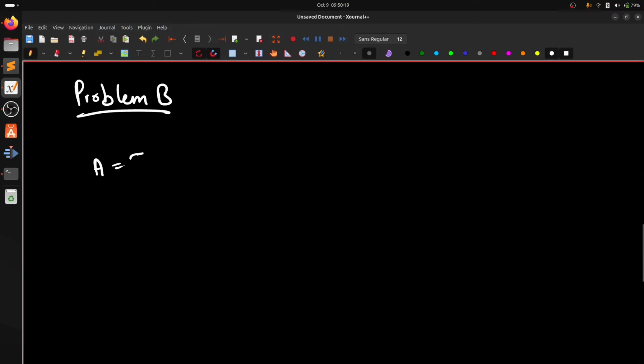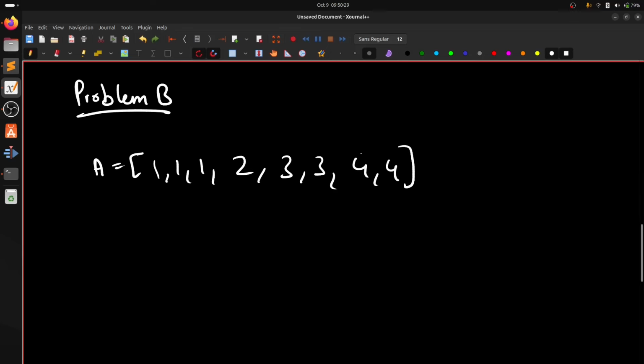So let me just make a given array. For example, I have an array which looks like this. Let's just deal with sorted arrays for now. It's simple. The total number of elements here, as you can see, is 8. So we need a permutation consisting of the numbers 1 to 8 as our answer, correct?